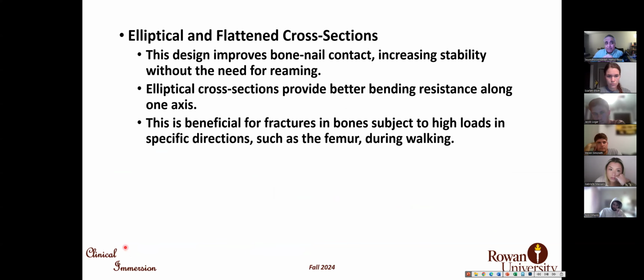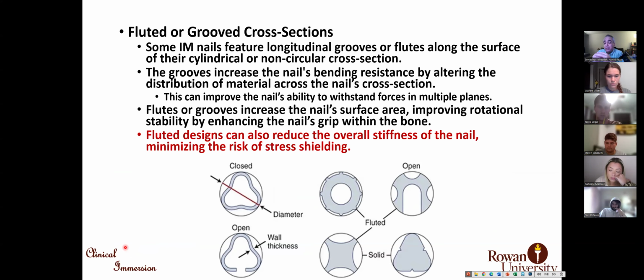The flutes here increase the rotational stability of the bone around the nail, not the nail itself. The rotational stiffness of the nail itself depends on the diameter, okay? It has nothing to do with these flutes. But these flutes hold the bone around itself and don't allow the bone to rotate easily around the nail. So the bone-nail construction altogether becomes more rotationally stable.